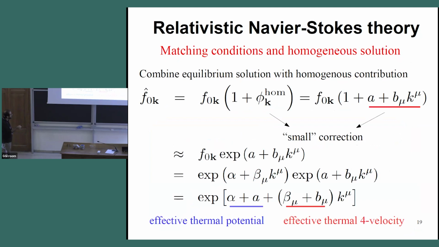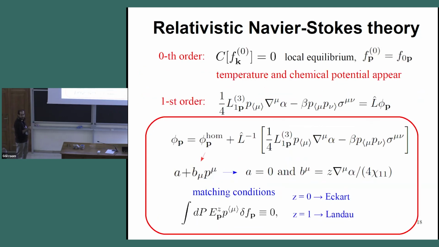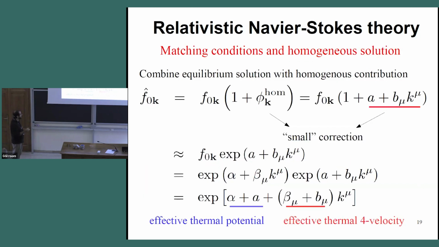So if this is small, you can essentially think of these two parameters in your homogeneous solution as corrections to the chemical potential and to the thermal velocity. So this freedom in the homogeneous solution that you have when inverting the first order operator has to do with the freedom you have in changing the temperature and the chemical potential of your local equilibrium state. And this is what we fix by these matching conditions in this derivation of the Boltzmann equation. Of course, this is true if this is small. If this is large, then this picture will not be exact.